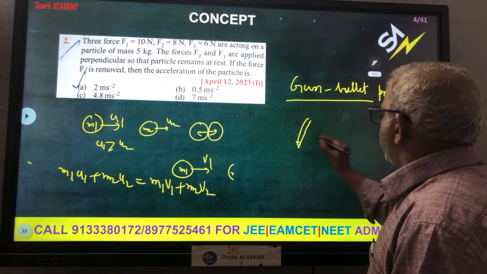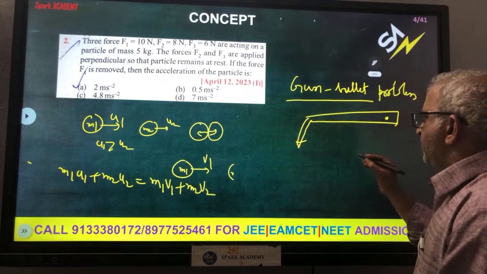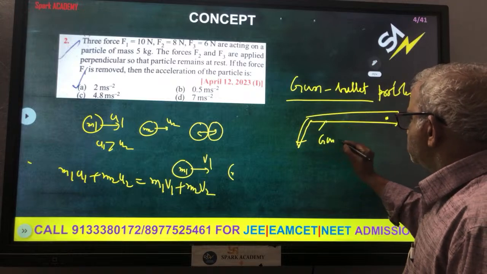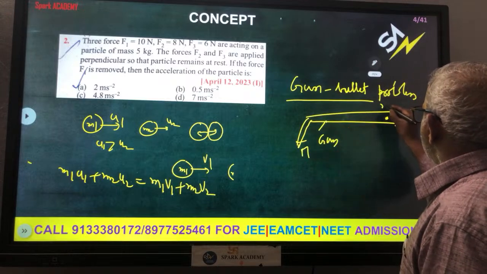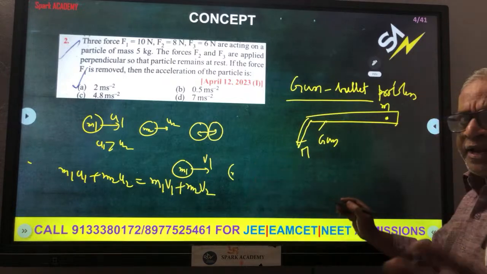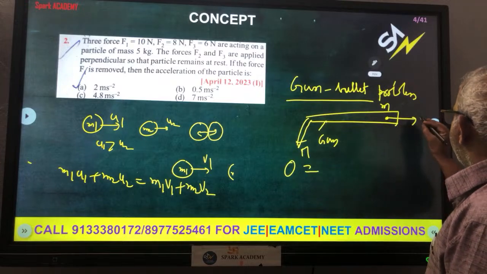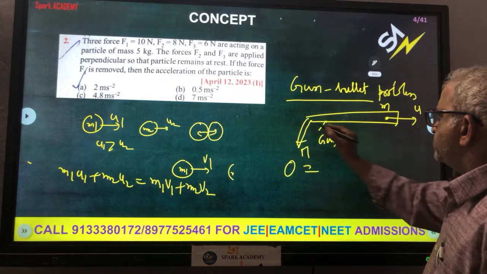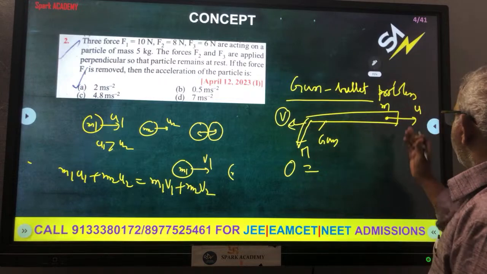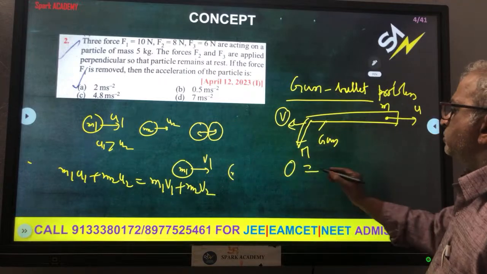A machine gun is there, and a bullet, initially at rest. The gun is also at rest. This is the gun, and the gun is heavy. Capital M is the mass of the gun, small m is the mass of the bullet. Initially at rest means before firing, total momentum will be 0. After firing, the bullet will move with a velocity. The gun will recoil back, the gun will go back. That means the bullet moves east, the gun goes west.